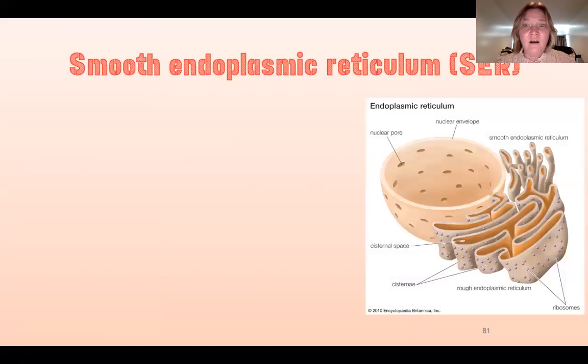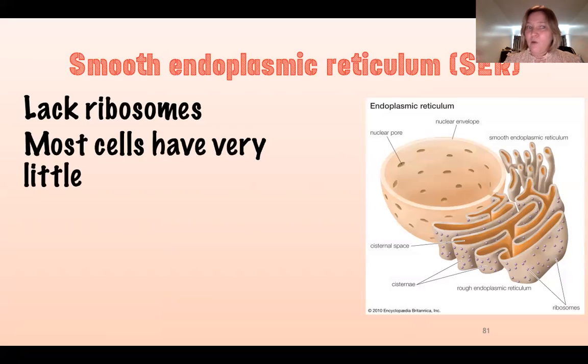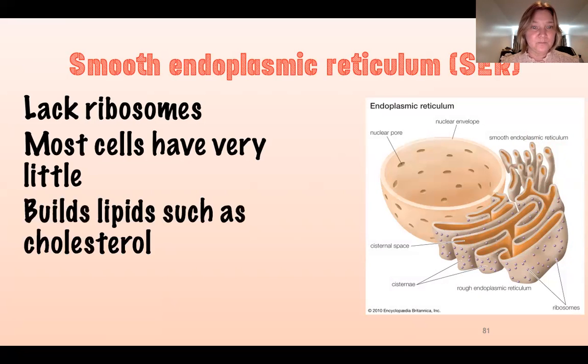The smooth ER is a little bit different. One, it lacks ribosomes. Most cells have a very little amount of smooth ER, and you can see rough ER here compared to the smooth. Again, these are sacs. Smooth ER is the tubes. It's all outside of the nucleus, and you can see ribosomes on the outside, and here no ribosomes. Large amounts of rough ER, small amount of smooth.